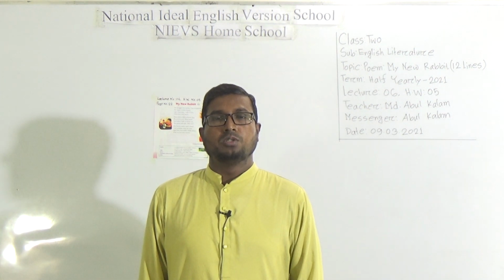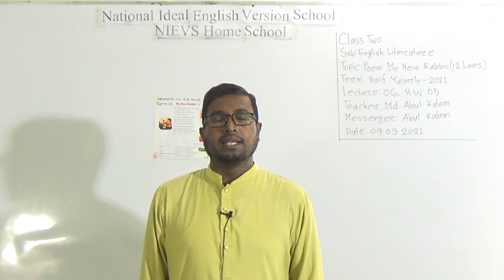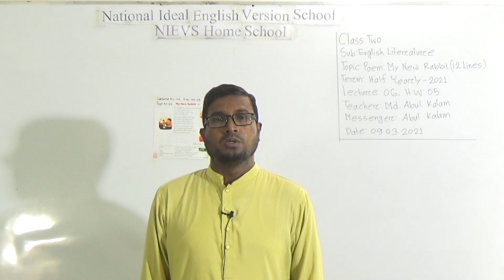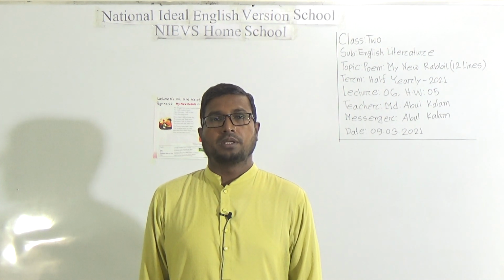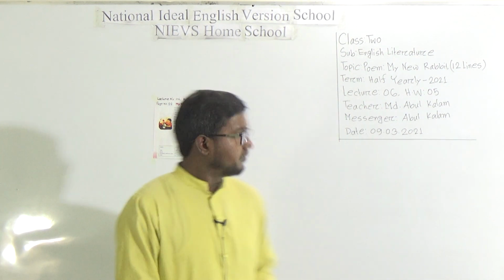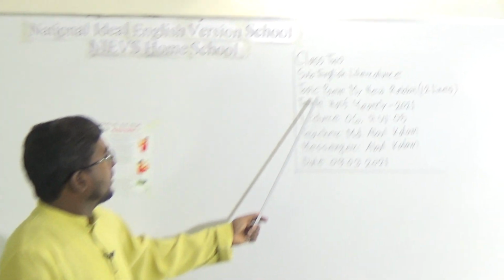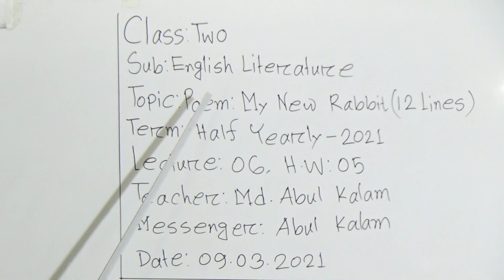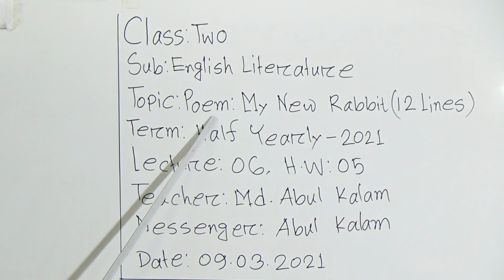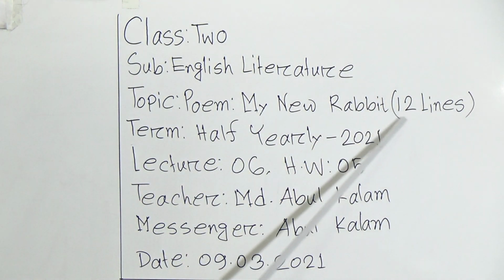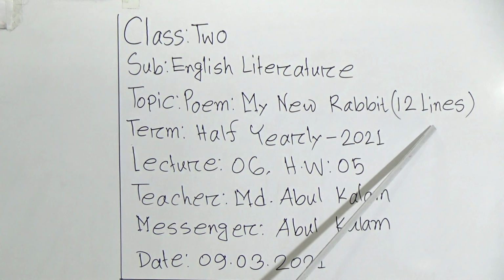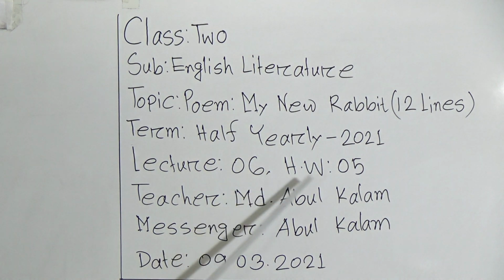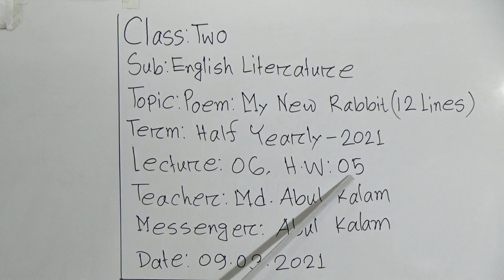Dear learners, today I am going to conduct an English literature class for the students of class 2. Let's see our today's topic. It is the poem My New Rabbit, page number 22, only 12 lines. Dear learners, look here, this is our lecture number 6 and homework number 5 on our annual term syllabus.